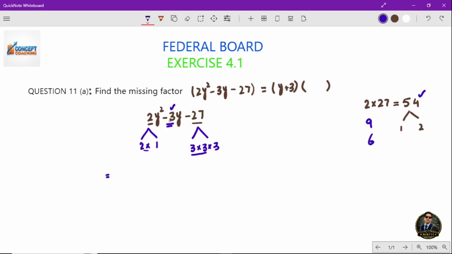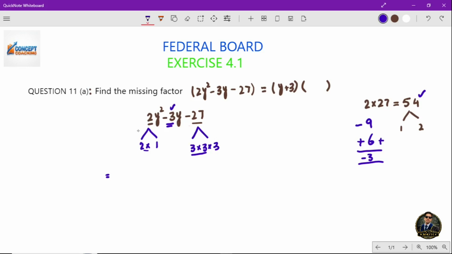Now we want to get minus 3 here. So if we add the numbers, we get minus 3. So what signs will be applied with 9 and 6? Definitely if you want to get minus 3, the greater number will have a minus sign and the smaller number will have a positive sign. So if you add these numbers, we get minus 3. If you multiply these two numbers, we definitely get minus 54. So this is the way of midterm breaking.